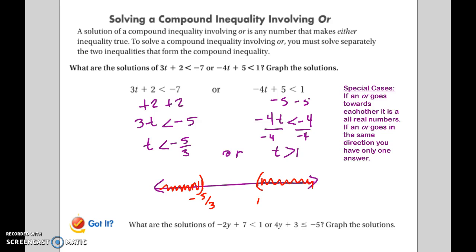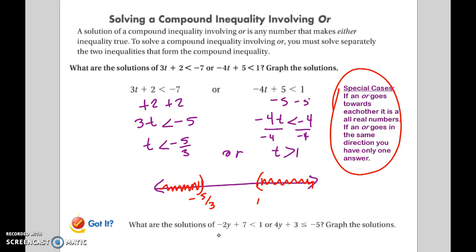If an or goes towards each other, like an and, that's a special case, and therefore it means that you have all real numbers. Every number on the line is shaded. It continues. It doesn't stop like an and does. If you have an or that goes in the same direction, then you only have one answer, whatever answer comes first. And you'll understand that when you see them on your homework.